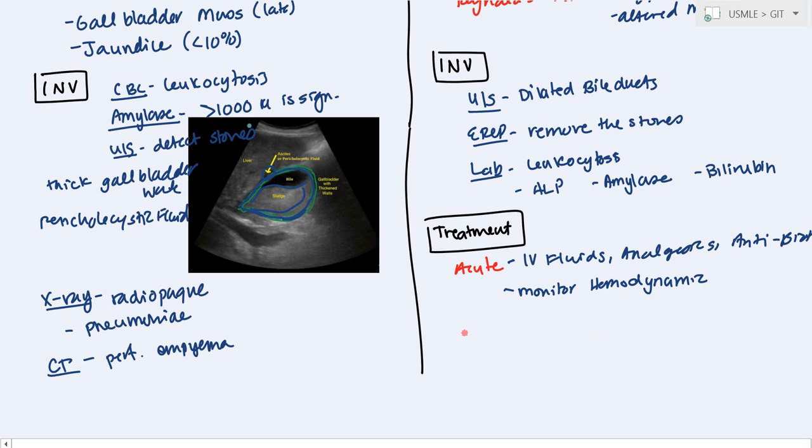Then you want to do definitive treatment. Definitive treatment, you'd want to start after 48 hours of being afebrile. And usually it's going to be related to using ERCP.